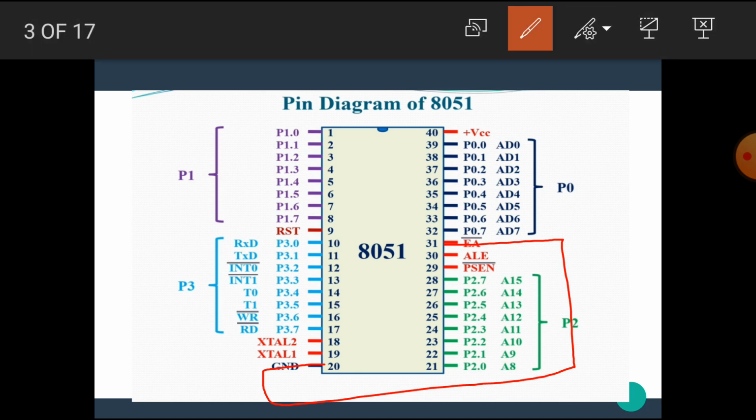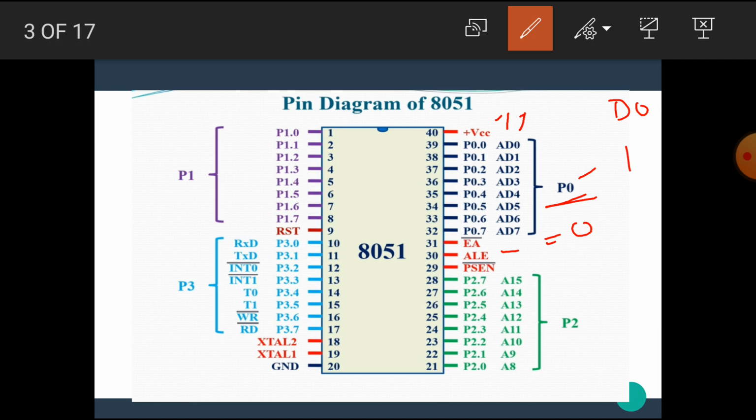Our next pin is ALE pin. ALE stands for address latch enable. We know that port P0 is used as address and data. To demultiplex this address and data, ALE pin is used. When ALE equal to 0, then port P0 gives data D0 to D7, and when the ALE is equal to 1, the port P0 gives address A0 to A7.